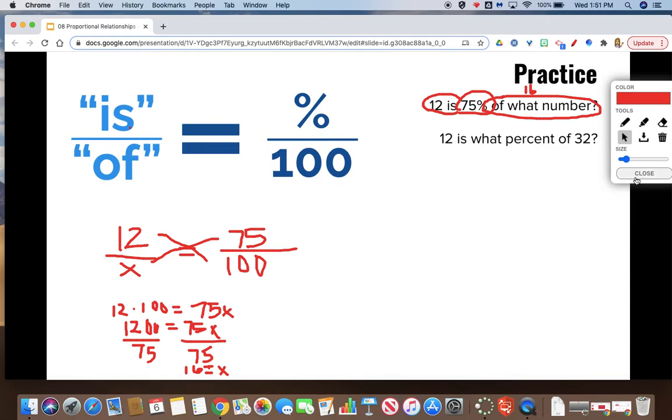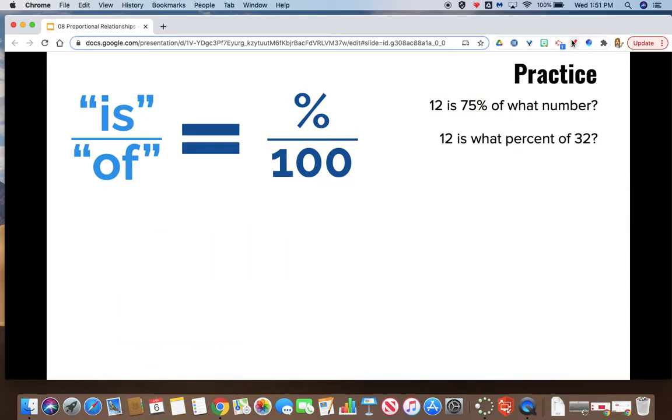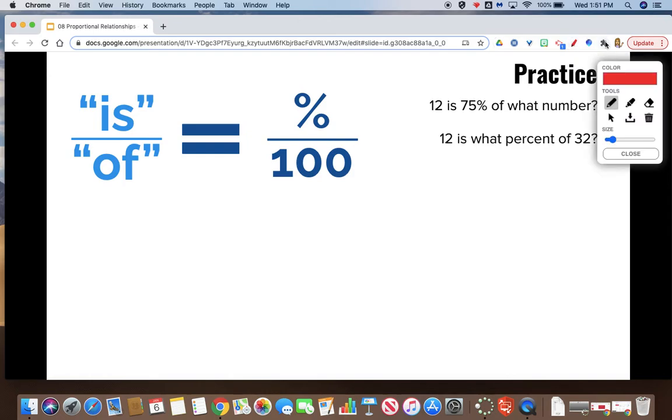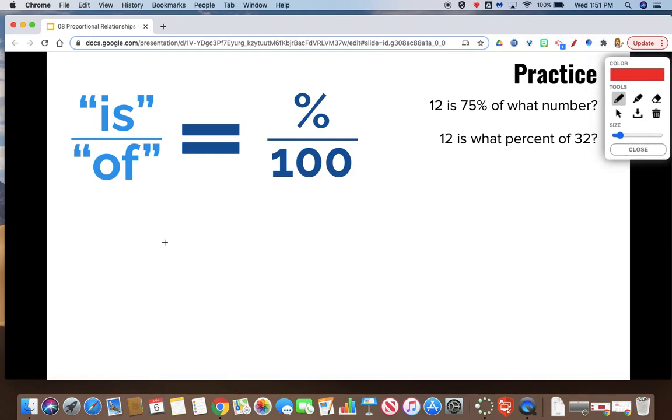Let's look at one where a different part is missing. So let's try 12 is what percent of 32? We have the same setup. We always know 100 is going to go on the bottom right-hand side. Now let's look at what we have and what we're missing.